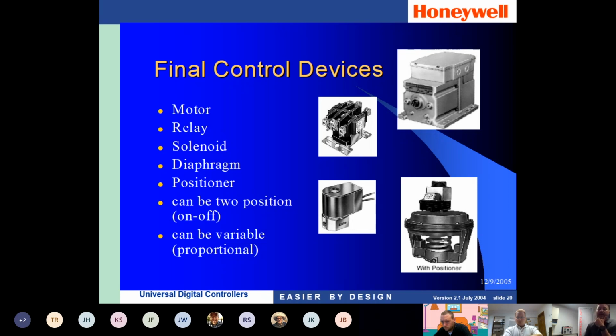So these are a lot of different forms. In a couple of slides, we're going to talk about the different types of control outputs that control each one of these devices. But for right now, we'll just leave it as these are some of the devices that are used out on the plant floor in order to control your process.